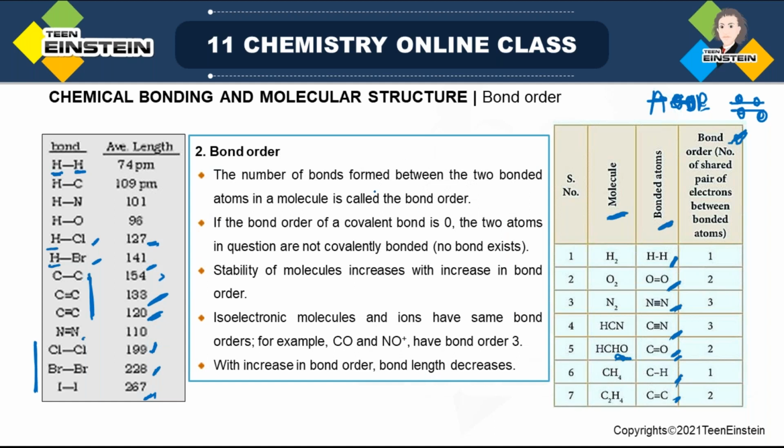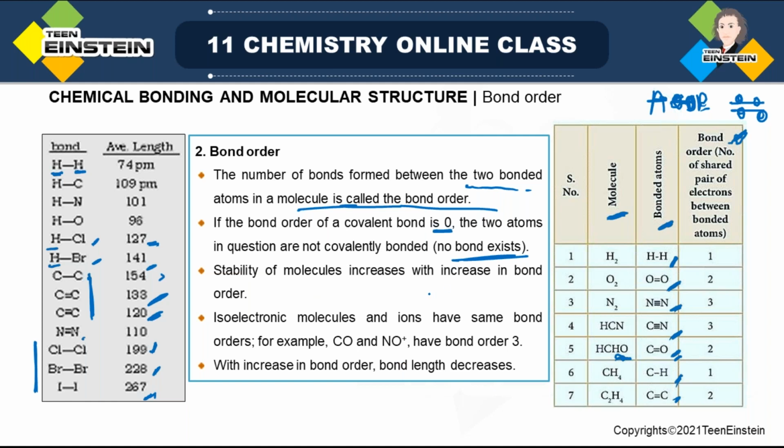Some more information. The number of bonds formed between two bonded atoms in a molecule, that is the bond order. Very simple. If the bond order of a covalent bond is 0, that means there is no bond. So the two atoms in question are not covalently bonded. No bond exists. Fine. So at least it must have value 1. Otherwise, how is there some bond?